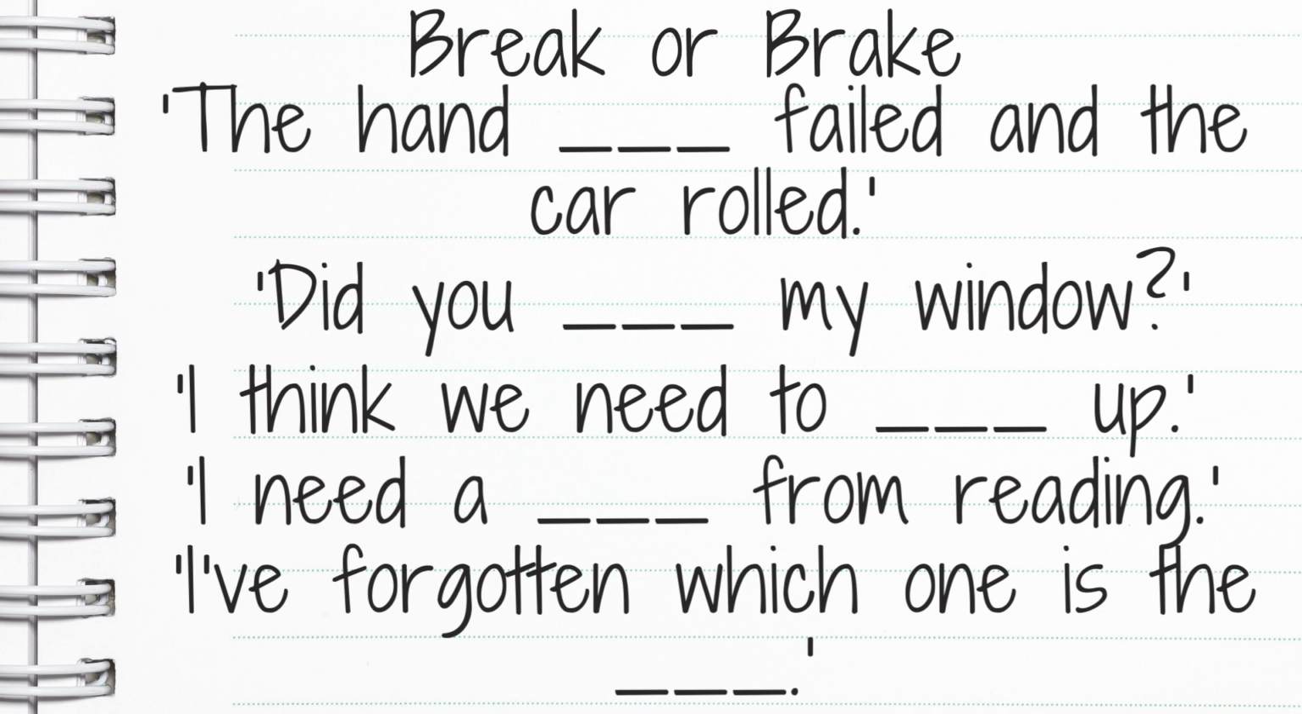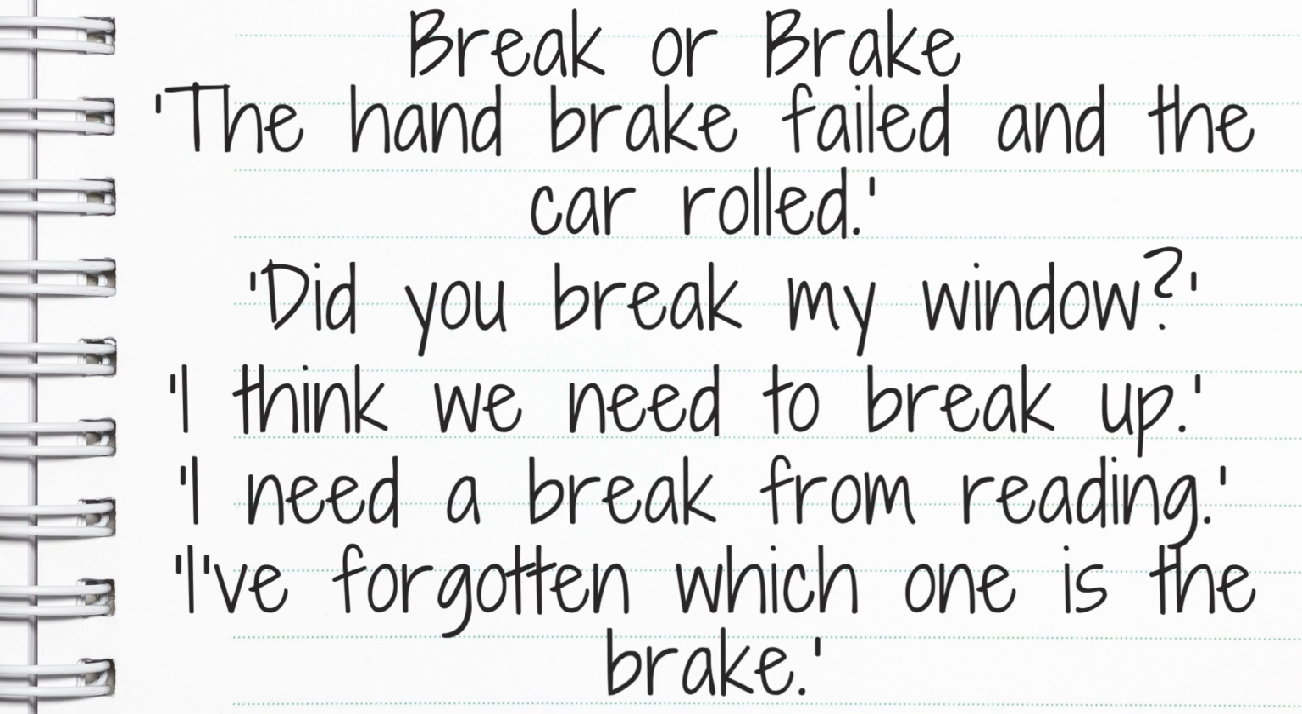All right, so I hope you've paused your video, you've had a go, and now we are going to have a look at which brake is the correct brake. The handbrake failed and the car rolled, so that's B-R-A-K-E, you know, the device that stops our car from moving. So we want it to stay stationary, but this car did not stay stationary and it rolled because the handbrake failed. It didn't do its job. Maybe it didn't apply enough pressure to the wheel, or the brake pads were worn or something. Again, I'm not a mechanic.